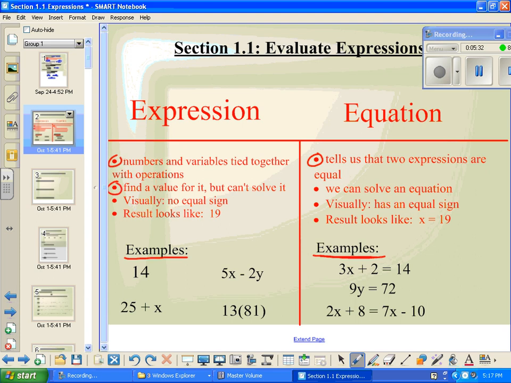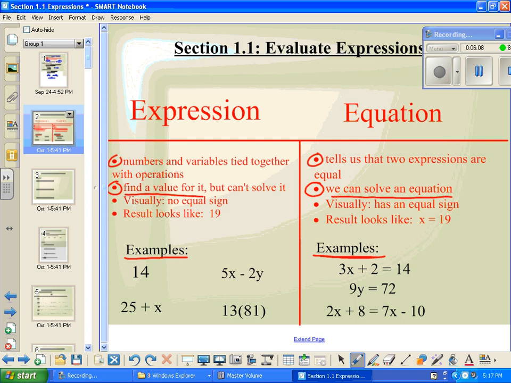Expression, what are we looking to do? What happens with an expression? We try to find a value for it. We're going to evaluate. That's usually the directions that go along with an expression. We can't solve it, but we can find some kind of number, some kind of value for an answer. An equation is something we actually look to solve. And again, as we go on this year and deal with more expressions and more equations, you'll start to see the difference. But for an expression, we're looking to find a value for the answer. For an equation, we're going to solve it and find out what that variable actually equals. We can solve that.